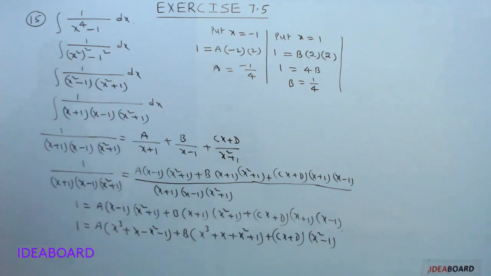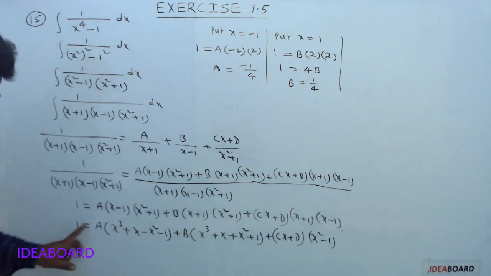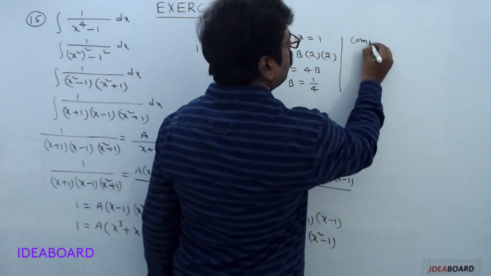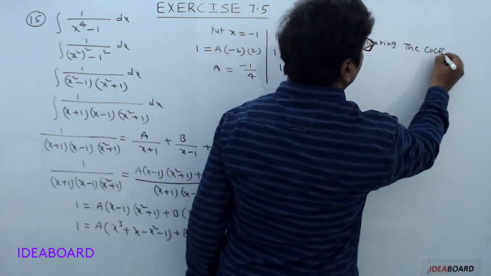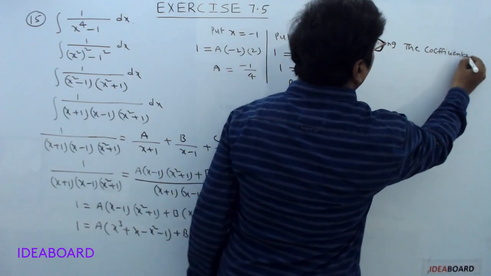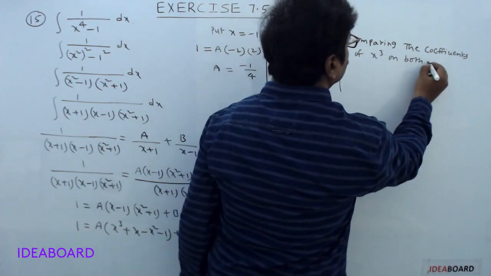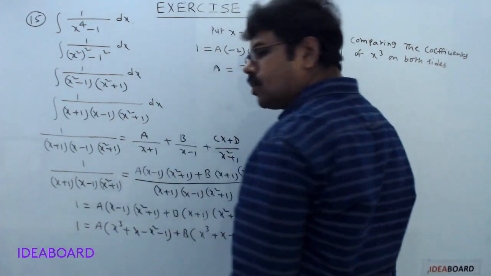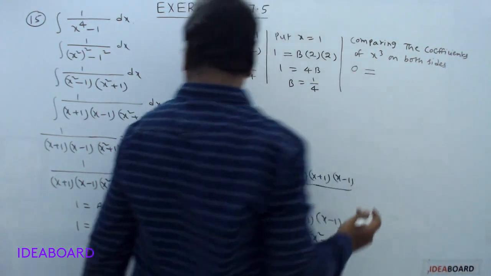Now from this equation, compare the coefficients of x cube. Comparing the coefficients of x cube on both sides. Now in the left hand side, there is no x cube term. So the coefficient of x cube will be 0.